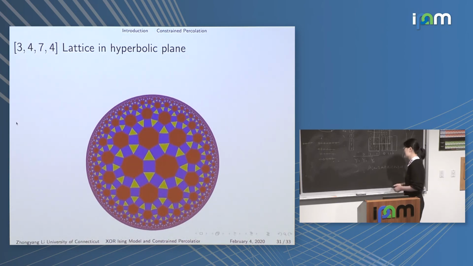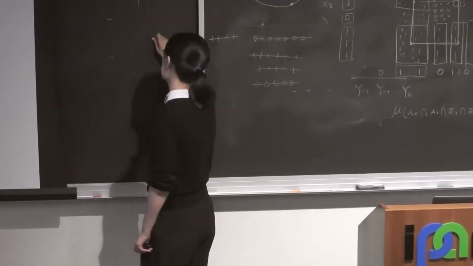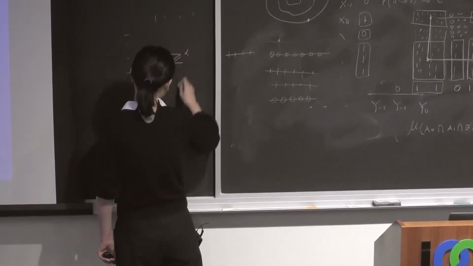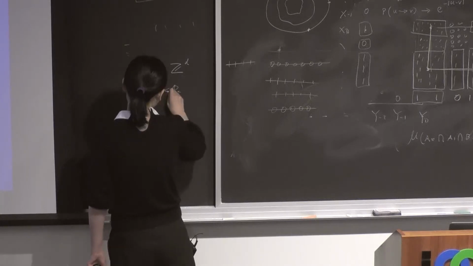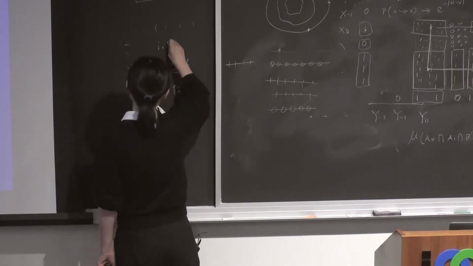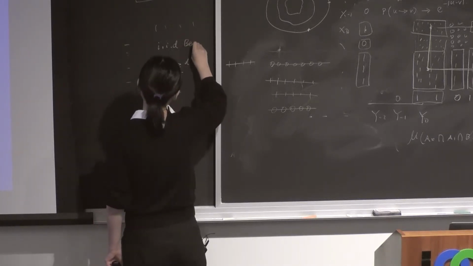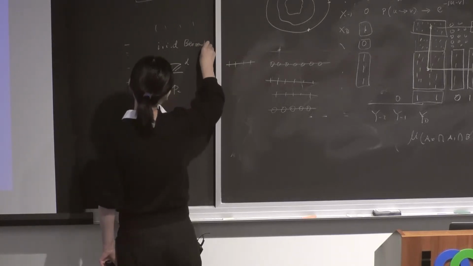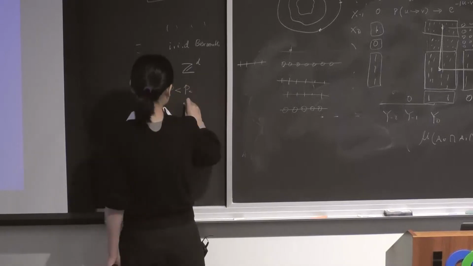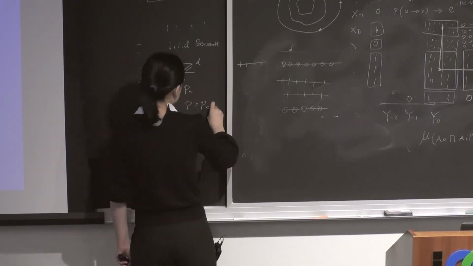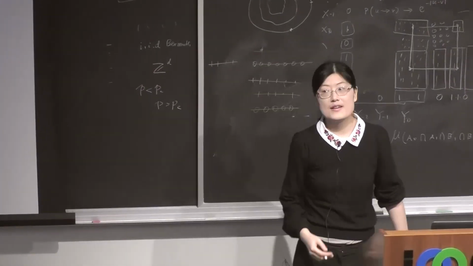Recall that when we consider percolation on Z^d, we have only one p_c. So when p is less than p_c, for i.i.d. Bernoulli percolation, almost surely there are no infinite clusters. When p is greater than p_c, almost surely there exists exactly one infinite cluster.